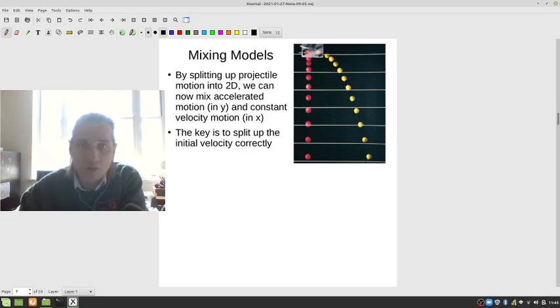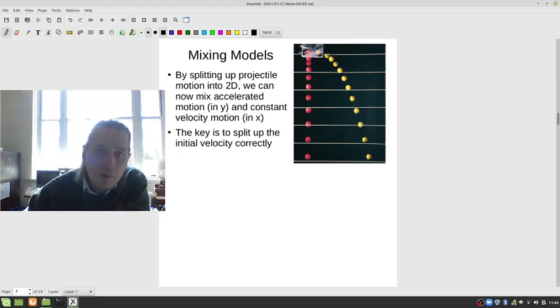So if you're looking at this red ball, this is a time-lapse picture where each dot represents the same amount of time. I can see that this is not moving along the y direction, but every second I'm moving farther in the y direction. So that is accelerated motion. So I'm going to have to use my accelerated motion model in the y direction. And in the case of the red ball, my x direction is just staying constant. So I would just say x is some constant value.